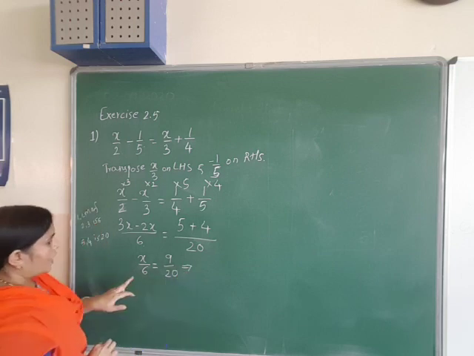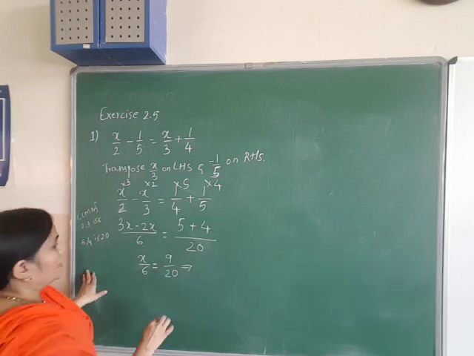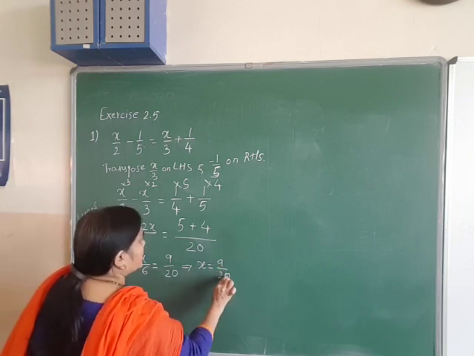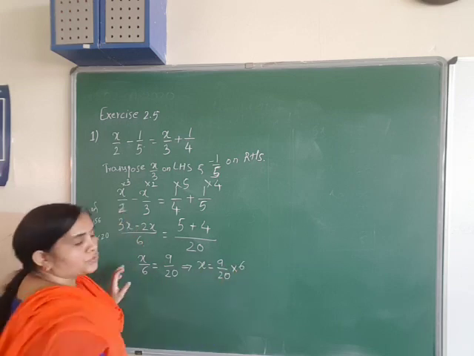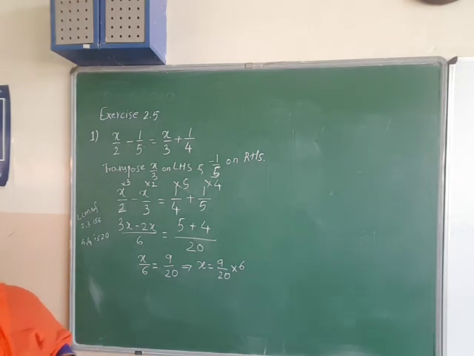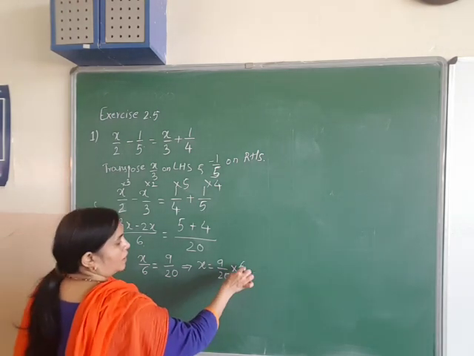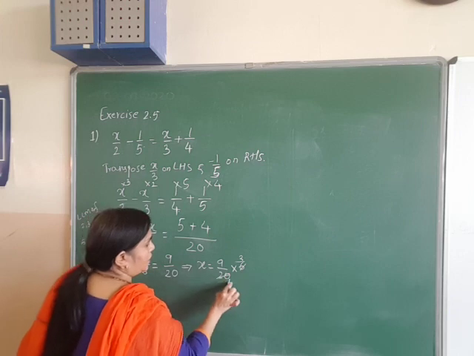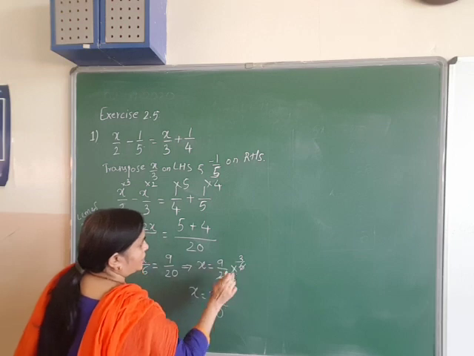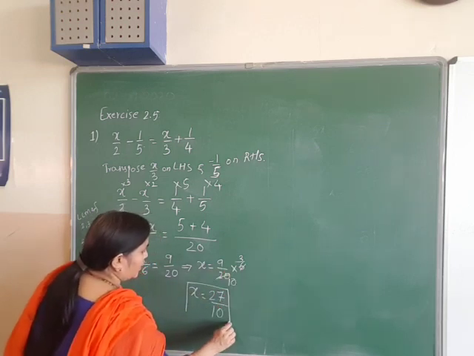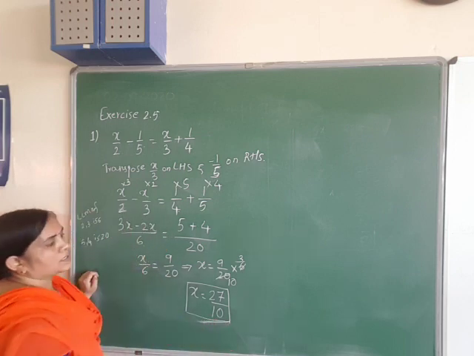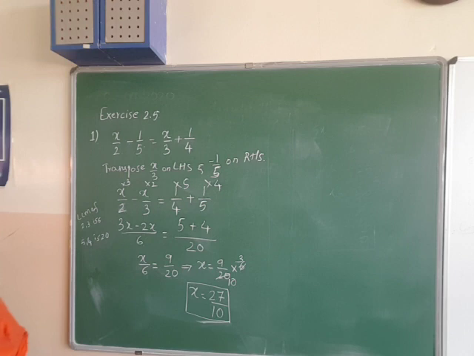Now in this step I'll transpose 6 to the right hand side. So x is equal to 9 by 20, and the 6 goes to the numerator. So 9 by 20 into 6. Here 2 3s are 6, 2 10s are 20. So x is equal to 27 by 10. 9 3s are 27, divided by 10. Further you cannot cancel it, so the value of x is 27 by 10 is the answer.